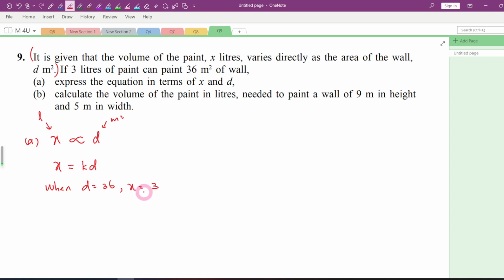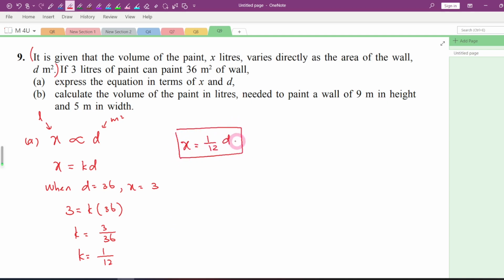So now we can bring in the value of x and d into this equation to help us get the value of k. So x, I'm going to replace it by 3. k, I don't know, I want to find the value of k. d is equal to 36. Okay, so k is equal to 3 divided by 36. Dividing by 3, you will get 1/12. And the equation will be x is equal to 1/12 d. This is our answer. If you don't want to write this, you can write this way: x is equal to d/12. Both are correct.